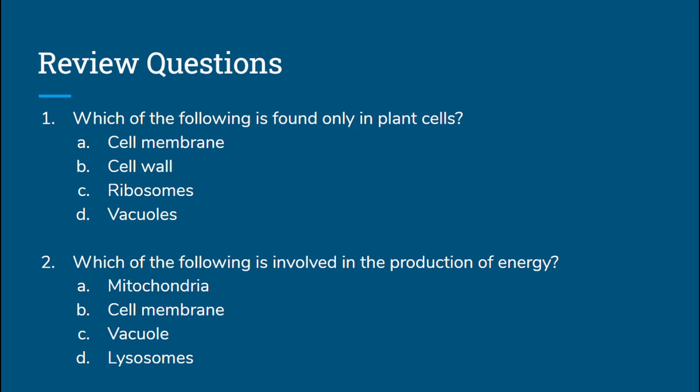Okay, so which of the following is found only in plant cells? This is going to be the cell wall. Remember, cell membrane is in both of them, but cell wall is only in plant cells. And which of the following is involved in the production of energy? This is going to be the mitochondria, because remember, mitochondria, powerhouse of the cell, provides energy.